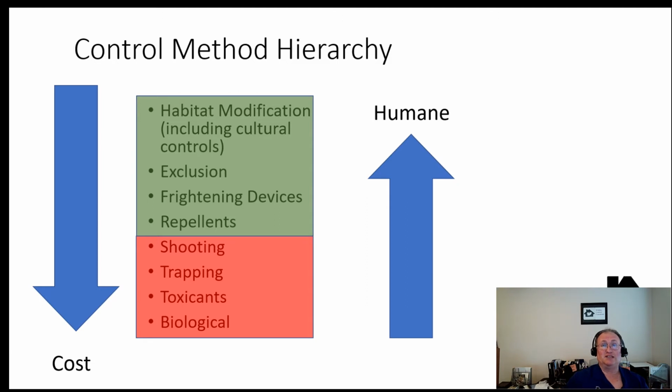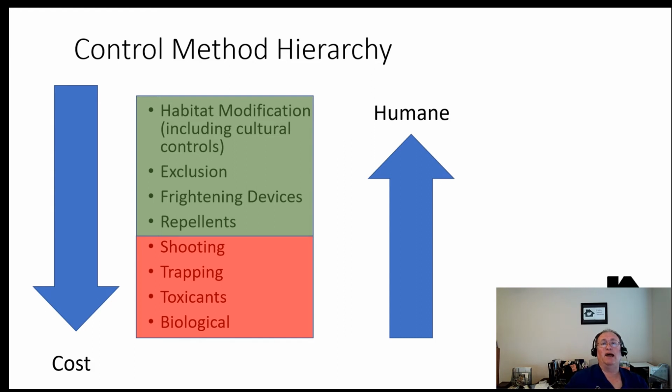So when a client asks you, hey, what can I do to get rid of these voles on my property? You're going to say, all right, is there habitat modification? Can exclusion be done? Frightening devices? Repellents, can that be done? Shooting, trapping, toxicants, and biological. All right, so let me take a little moment now and break this down so that you understand what each element is, so when you're explaining it to your client, you know exactly what we're referring to.